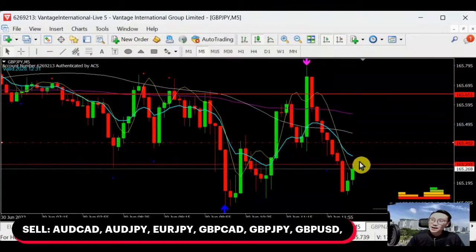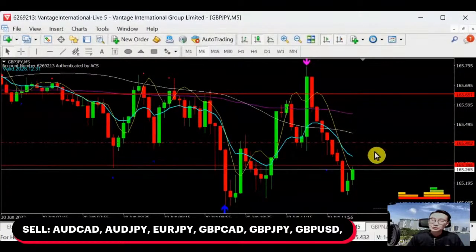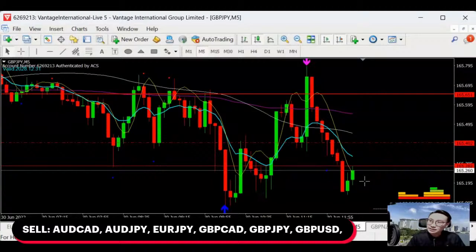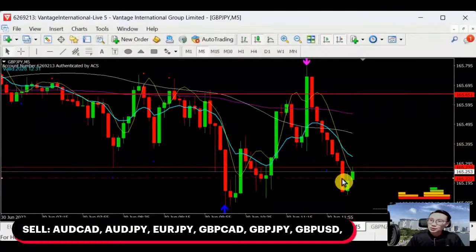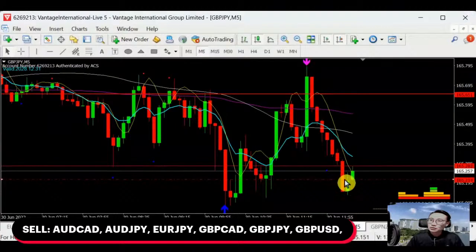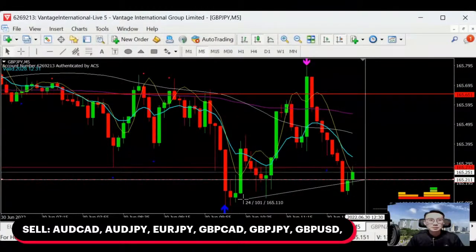So now it's going to be a pullback. So it may hit here as a resistance. Then it starts to sell. Just now I was saying, hey Eric, just now you're saying that this area of support, if I want to sell, this is going to be very tight. 10 pips. It's a bit tight.